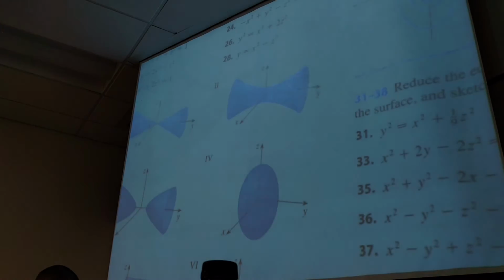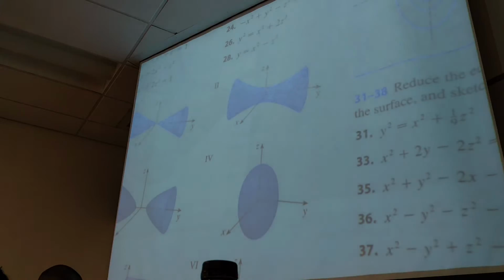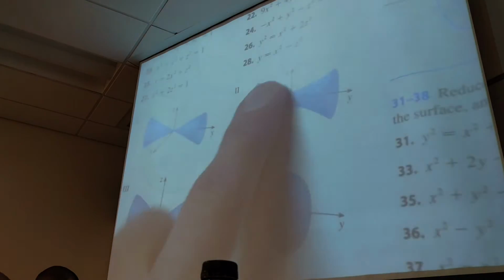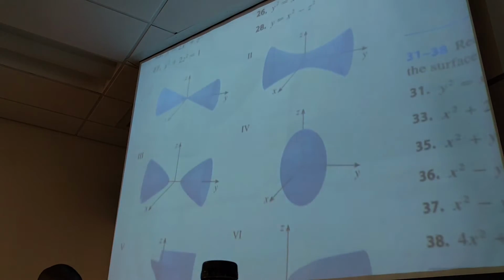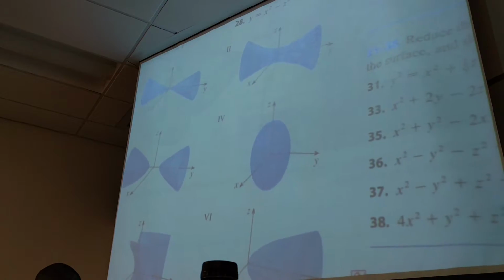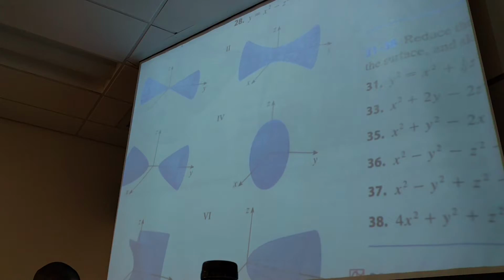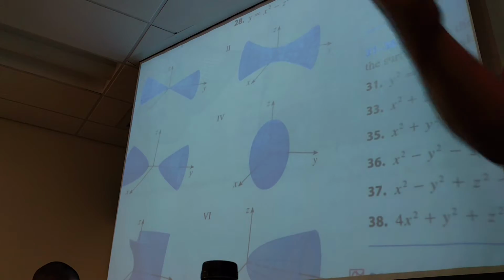Alright, so let's take a look. 28. You can almost see that. So this is the one that says match up these. So you basically do a trace below, and then you find which graph corresponds with it. So what do you guys want to start with? Let what be what? y equals 0. Alright, so let y equal 0.